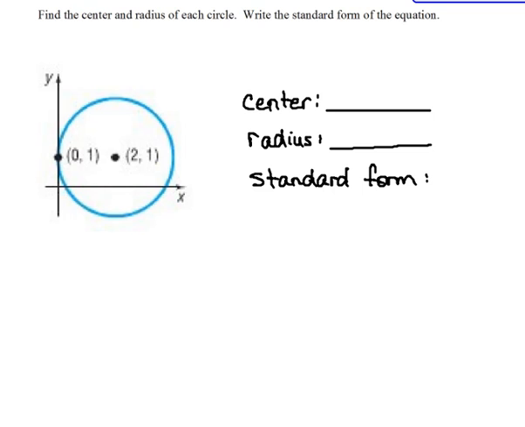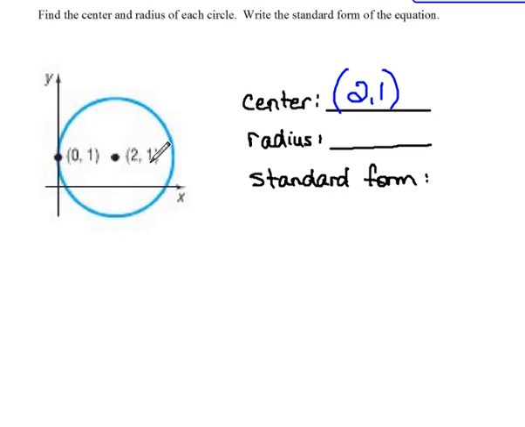In this example, we're asked to find the center and the radius of this circle and then write the equation in standard form. So, looking at what they have given us here as this picture, we can read the center straight off of their graph, their drawing, because they have told us that our center here is this point 2, 1. So I'm going to go ahead and put that in as the point.